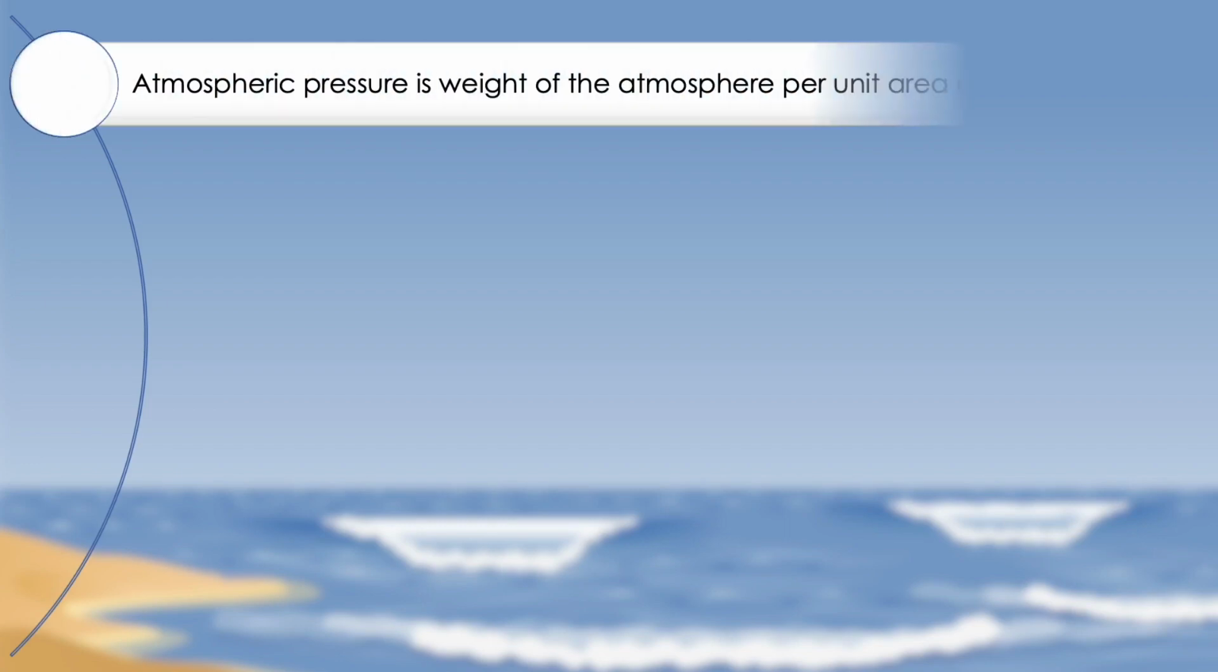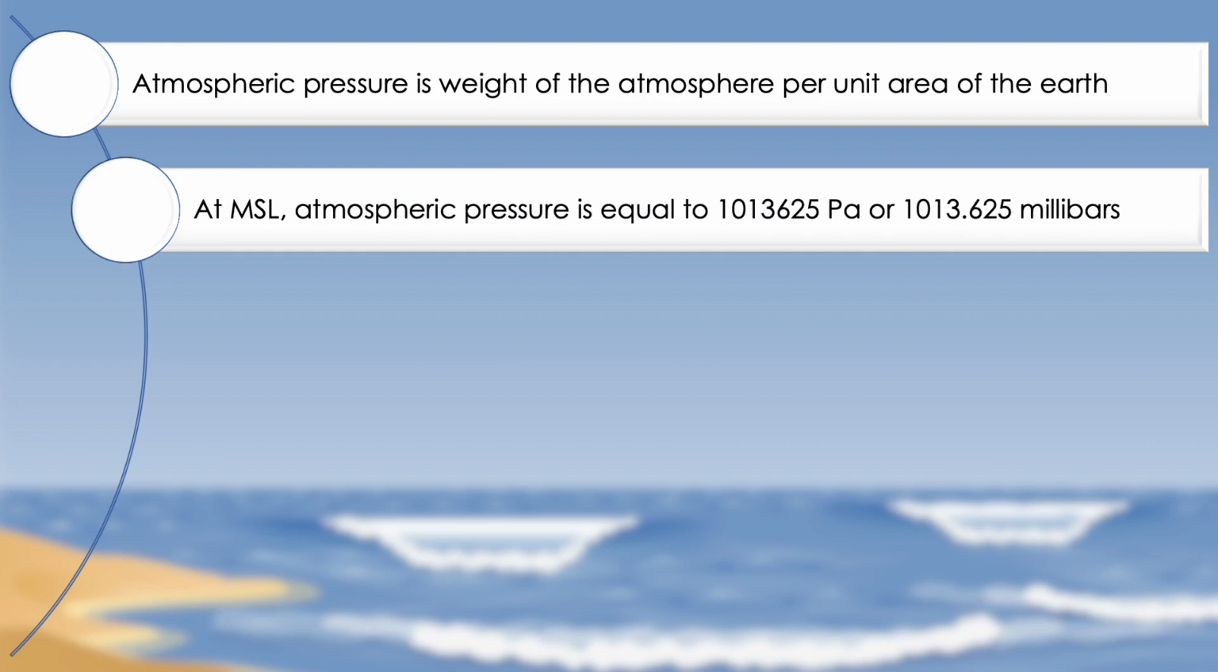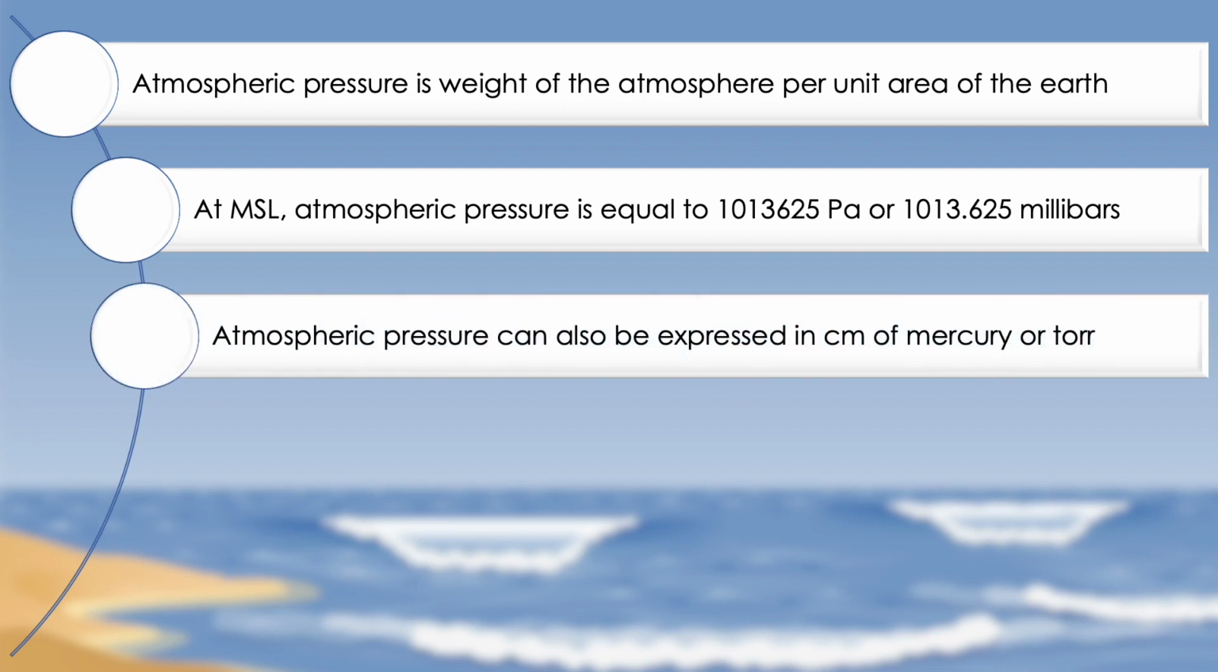And now, the summary of this video. The weight of the atmosphere per unit area of the Earth's surface is called atmospheric pressure. At mean sea level, atmospheric pressure is equal to 1013625 pascals or 1013.625 millibars. Atmospheric pressure can also be expressed in centimeters of mercury or torr.